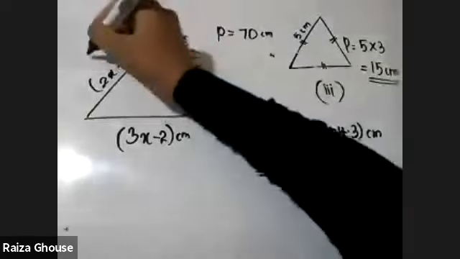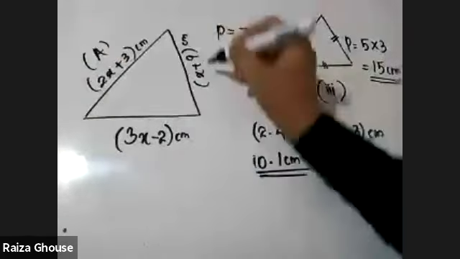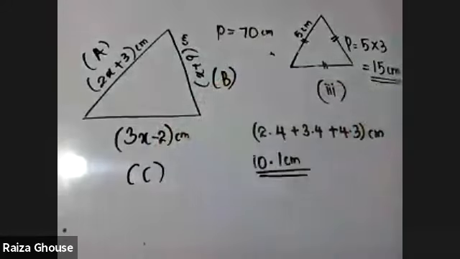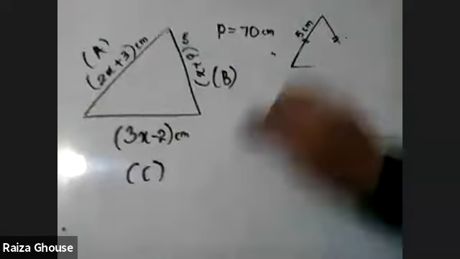I'll name this side as side A, this side as side B, and this side as side C. So when you are sending the answers, you can put A, B, C and send it to me. Do it carefully. Let's see how many of you can do this.